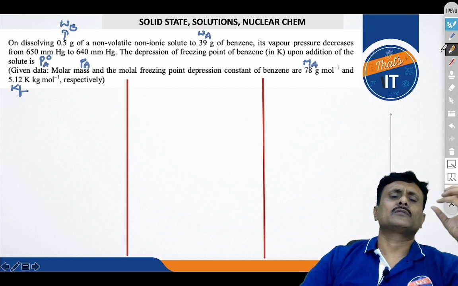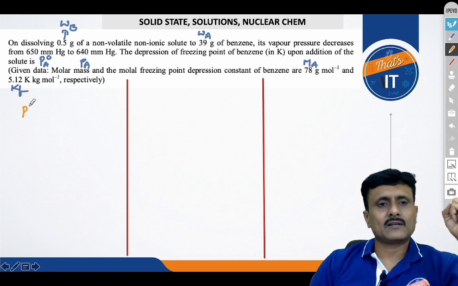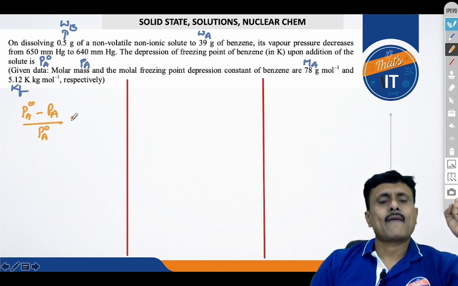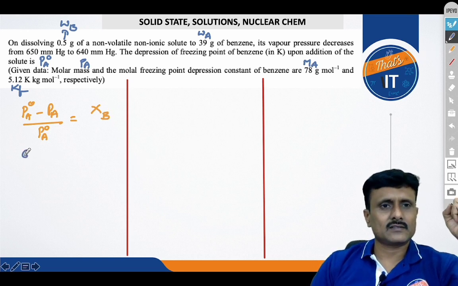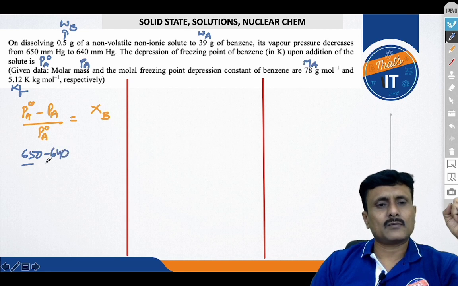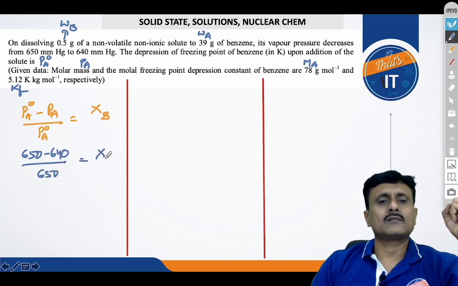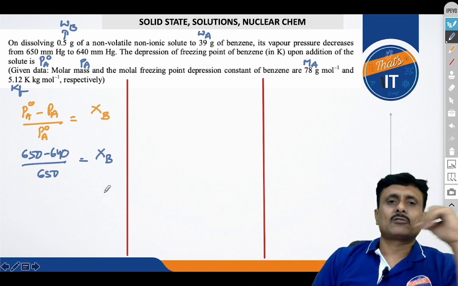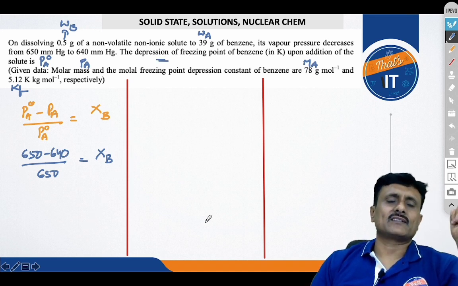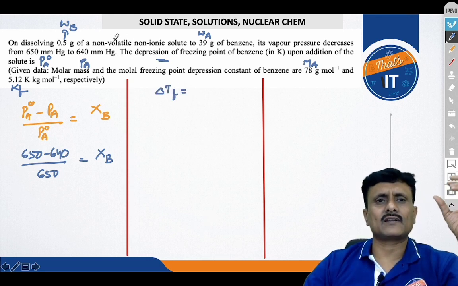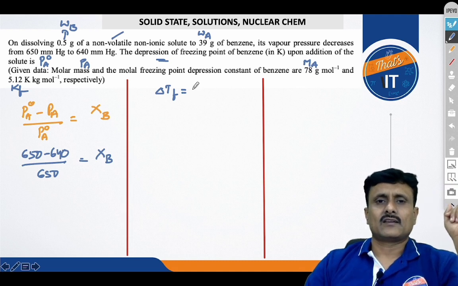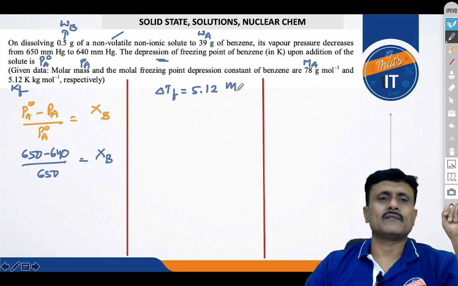Right? You're given this value, you are tempted to write what? P naught minus P by P naught equal to what? Xp, the relative lowering of vapor pressure, right? 650 minus 640 upon 650 is equal to Xp. But you have to end up at the depression of freezing point, isn't it? You have to find out the depression of freezing point. The formula is delta Tf equal to i into Kf into molality. For a non-electrolyte, the value of i is equal to 1. Kf value is given as 5.12, into the molality of the solution.